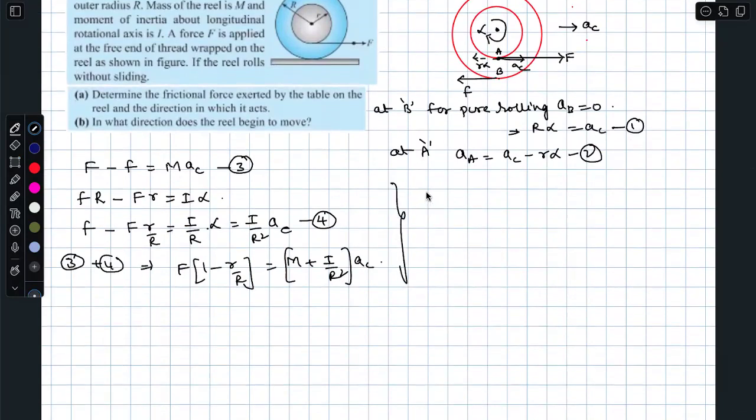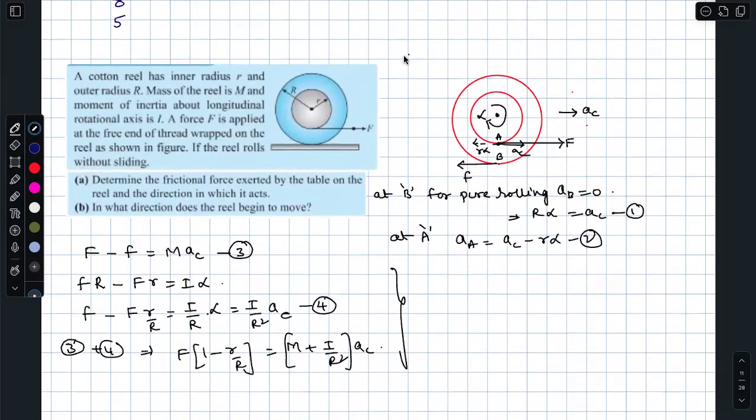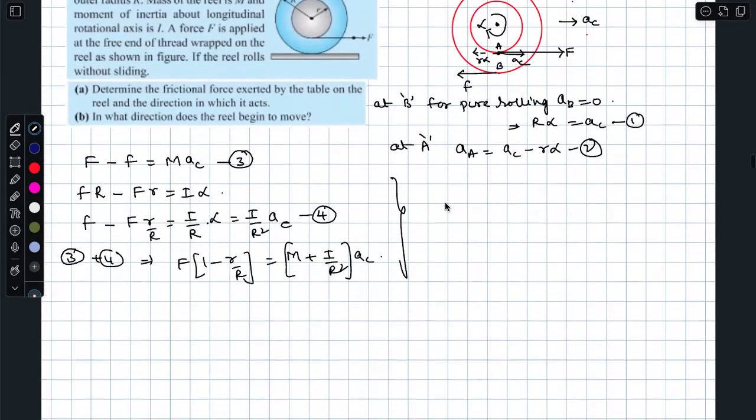They have given F. What are unknowns in this? AC is unknown, friction is unknown, alpha is unknown. These are the unknowns, so 3 equations is just sufficient. Now I got AC: F times 1 minus small r by capital R by M plus I by R square. Now I'll get small f. How? Simple.